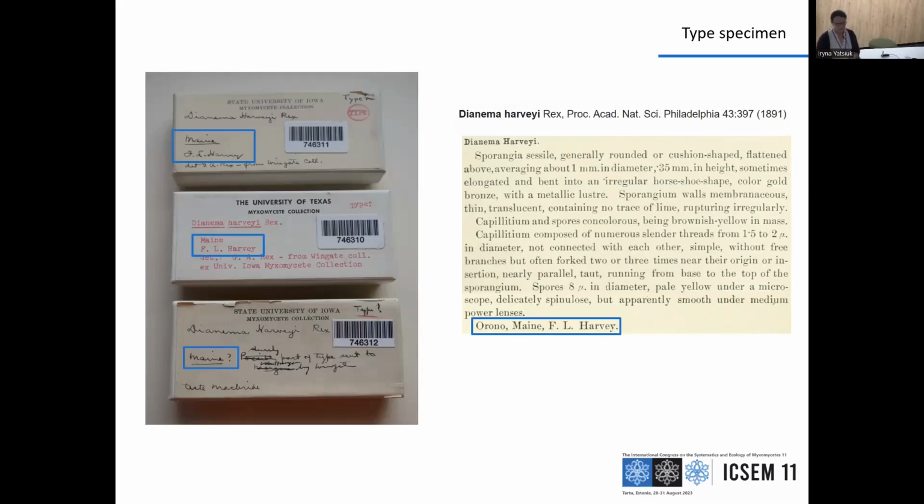They are all syntypes. Syntypes are any part of the original material that can be designated, from which a lectotype can be designated, and a lectotype can be designated from original material when there's no holotype. And I would say that from these 3 collections, the first one is probably the best candidate for lectotype, since it lacks question marks, and also the annotation "type" lacks a question mark.